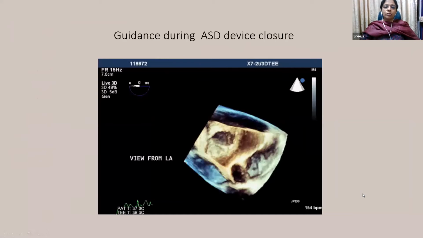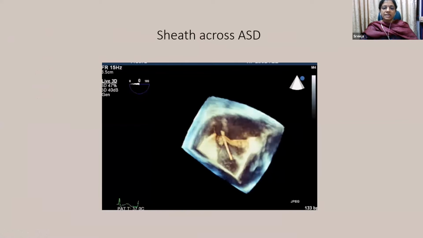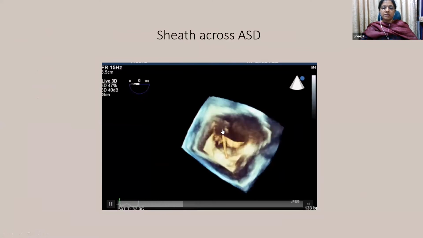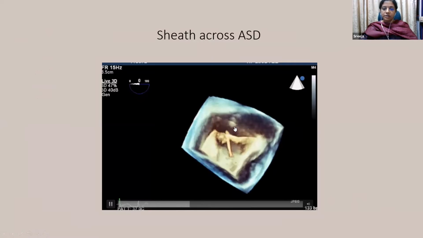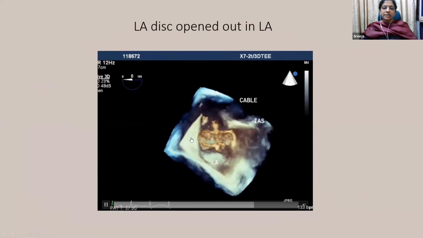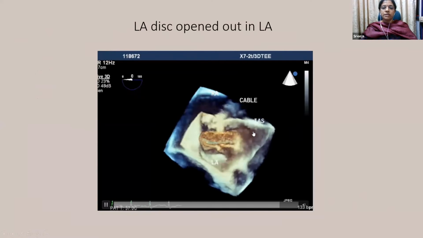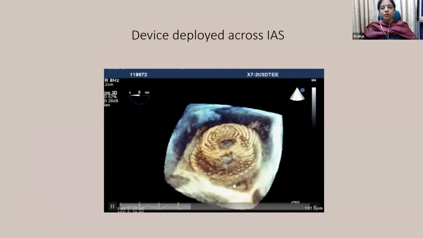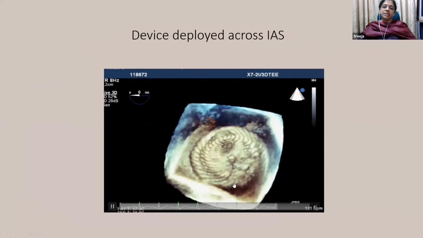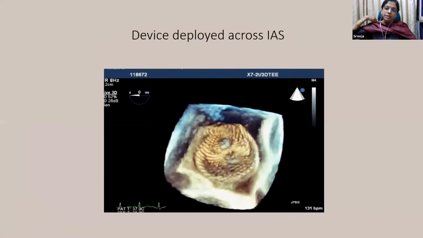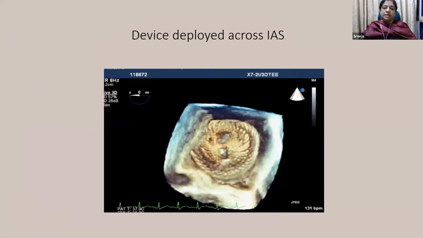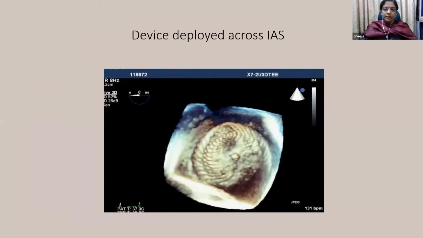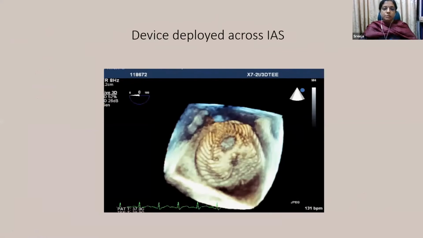So during the device closure, we can see the sheath across the ASD. This is the left atrium, this is the right atrium, and this is the device being deployed. You can see the left atrial disc getting apposed to the septum. This is the atrial septum, and this is the fully deployed device. The main advantage over 2D TE is that 2D TE needs multiple views to confirm the device position, whereas in 3D, with a single view, you can assess the correct device position.